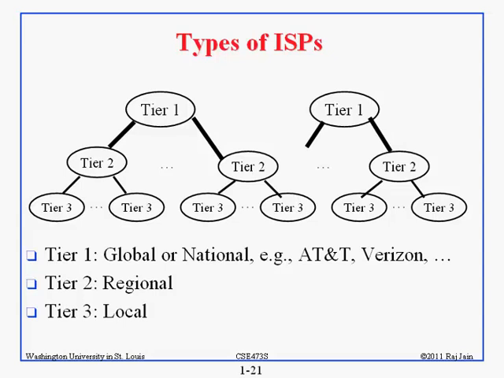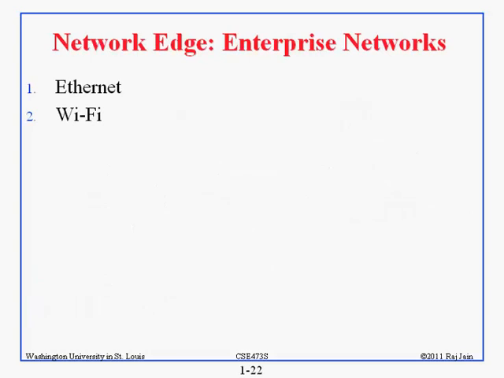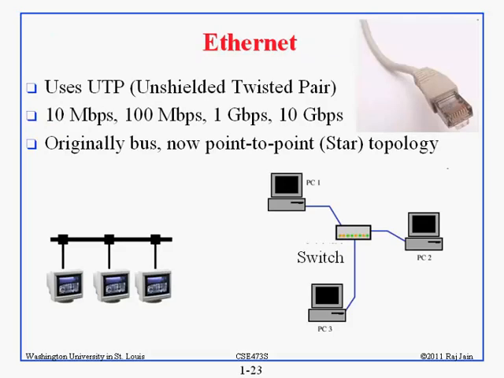Enterprise networks mostly use two technologies, Ethernet and Wi-Fi. We used to have different things before, but nowadays those are the two. Most of you have just Ethernet and Wi-Fi, right? Ethernet uses the unshielded twisted pair. This one we have seen, and it runs at 10 megabits, 100 megabits, 1 gigabit, 10 gigabit.